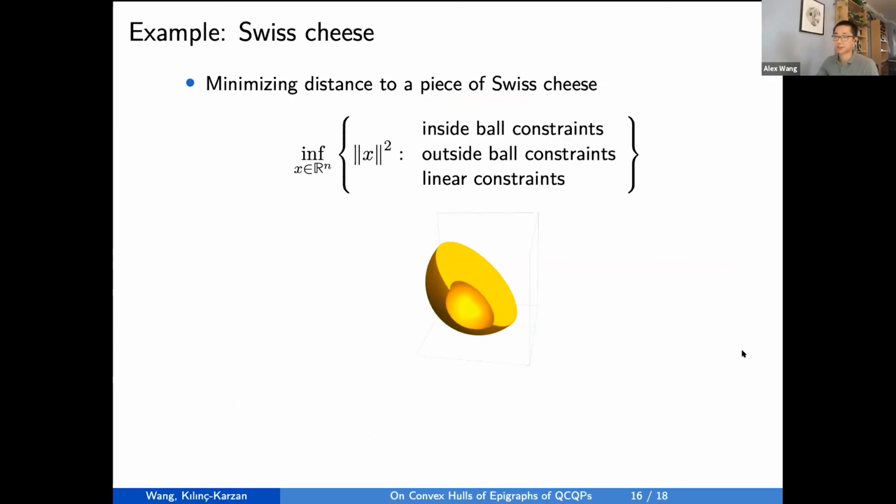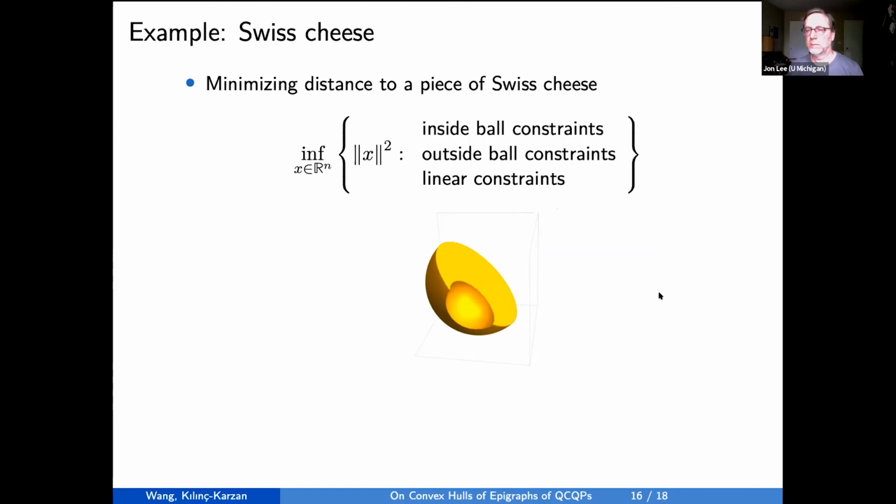You have some non-convex subset of Rn, defined by some number of constraints that enforce your set to live inside a ball, some number of constraints that enforce your set to live outside a ball, and some number of linear constraints. Your goal is to find the minimum distance from the origin to this non-convex region in high-dimensional space. Pictorially, that might look like this in 3 dimensions.